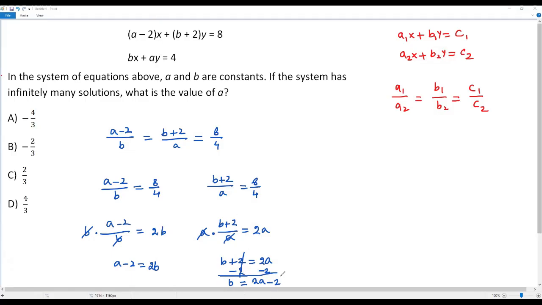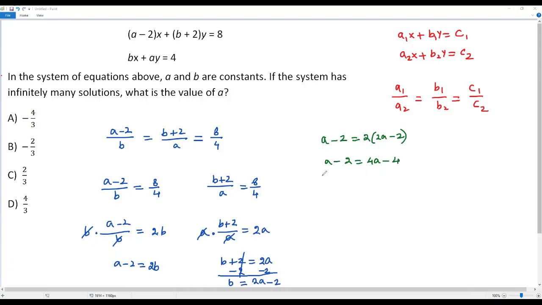Now what I am going to do is plug in this 2a - 2 for b in this equation to solve for a, because our aim is to get the value of a according to the question. Let me plug in 2a - 2 for b. Then I'm getting a - 2 equals 2 times (2a - 2). Now let's solve for a. We can distribute this 2 to the 2a and the negative 2. When I do so, I'm getting 4a - 4.